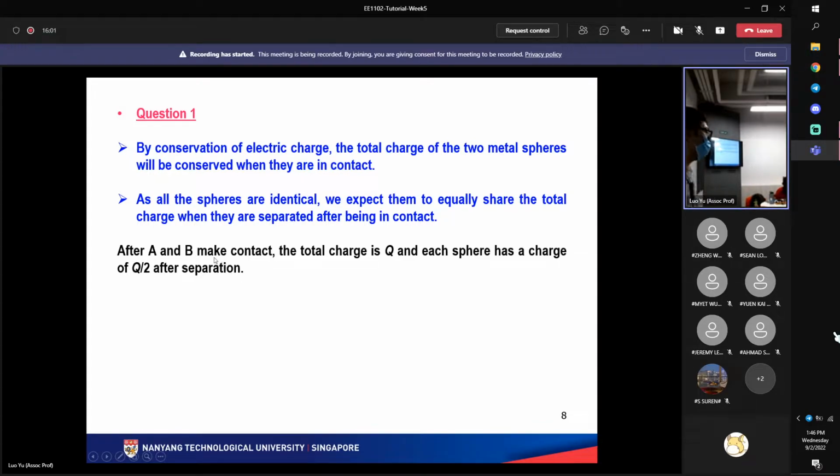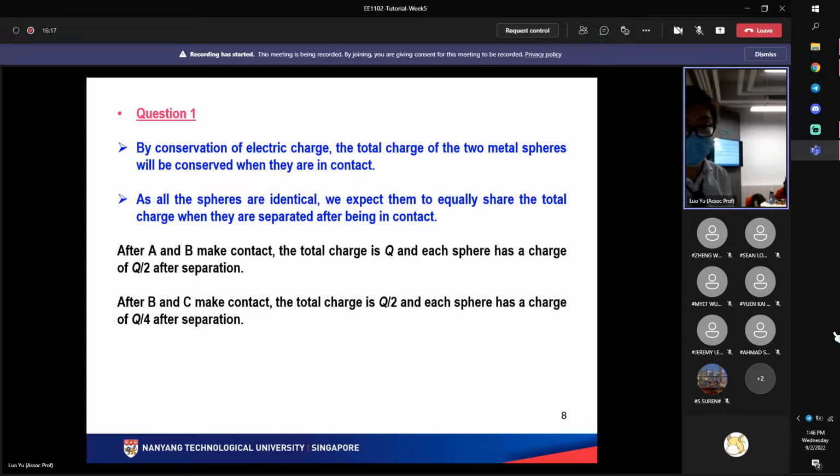Now I use B to touch C. Now B is Q/2, C is uncharged. Then in the second step, how much charge are B and C? Yes, half of Q/2, which is Q/4. Because B is initially charged to Q/2 and C is initially uncharged, this total charge Q/2 will be equally redistributed on B and C. So that we get Q/4 on both B and C.